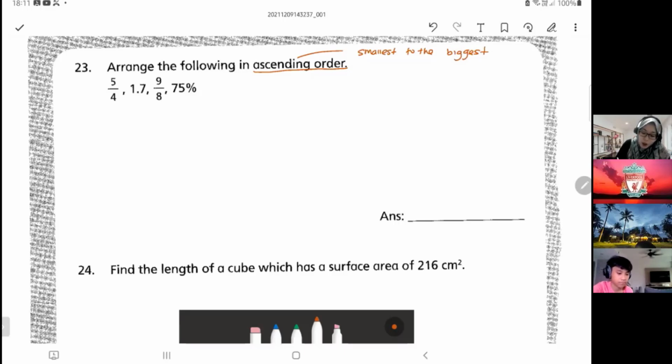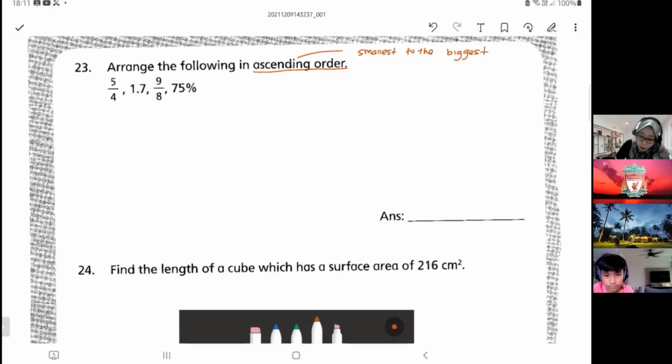Ascending order. So if you look at all these things, everything is jumbled up. One is a fraction, one is a decimal, another one is a percentage. What must I do then? Convert everything to be something similar. I'm going to convert everything to be decimal.